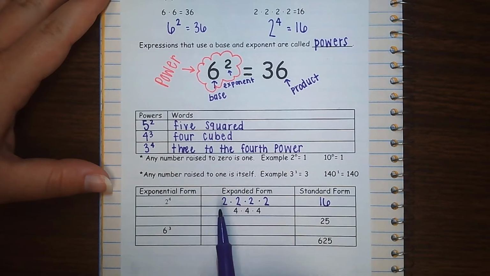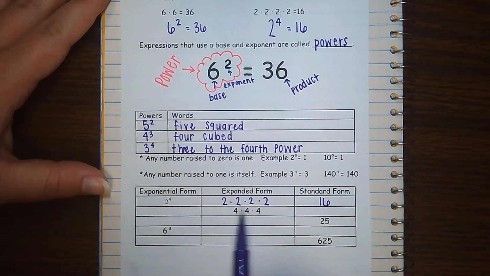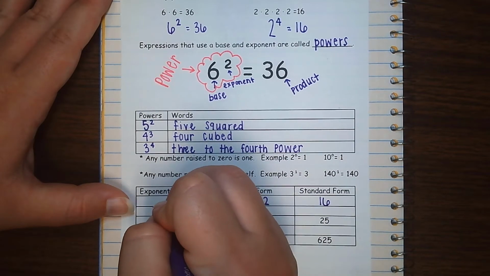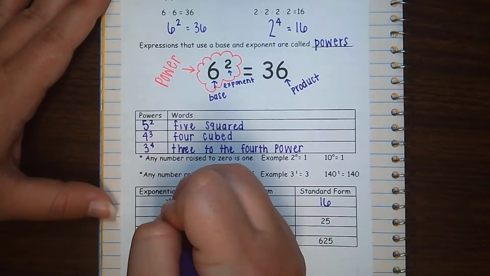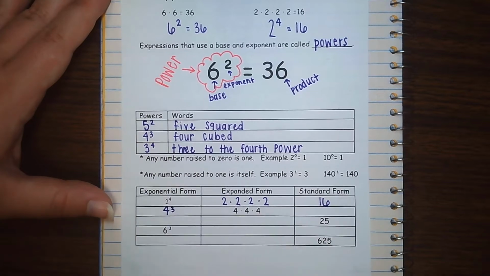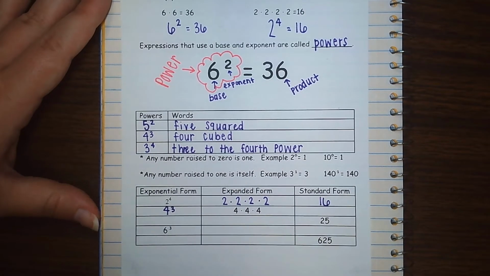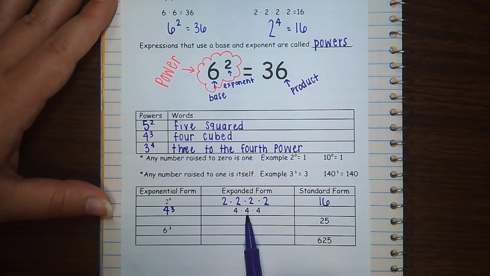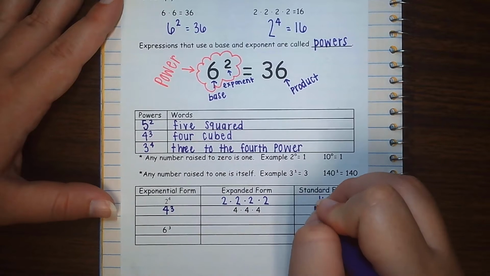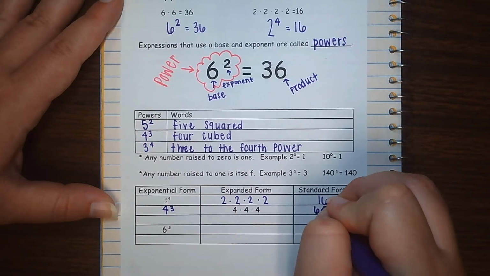Okay, next we have 4 times 4 times 4. So I know my base is 4. That's the number being multiplied. And my exponent, I see it 1, 2, 3 times. So it is 4 cubed. Okay, so when I multiply this out, 4 times 4 is 16. 16 times 4 is 64.